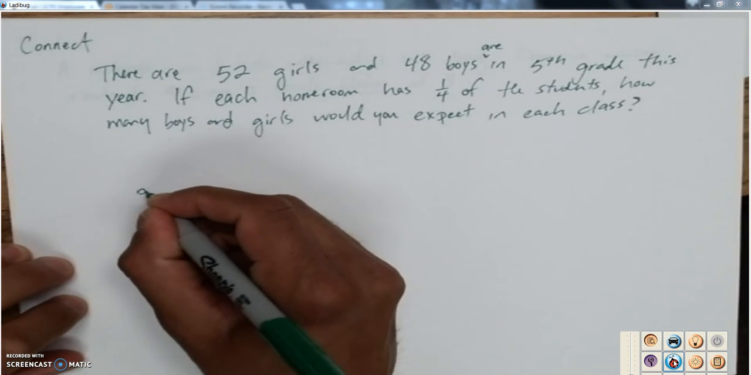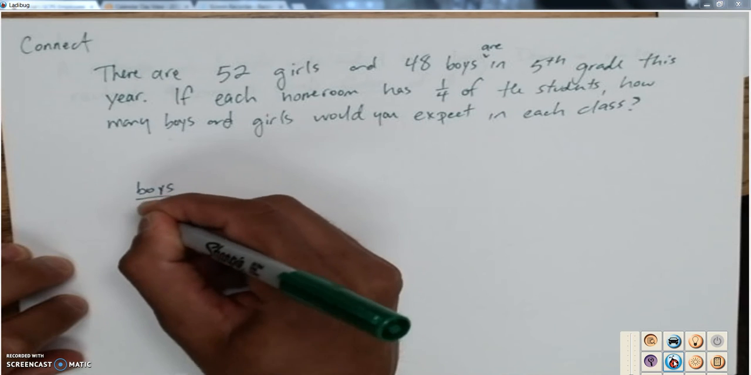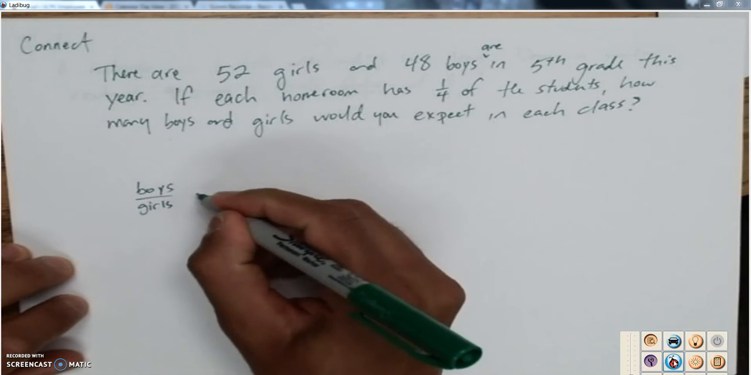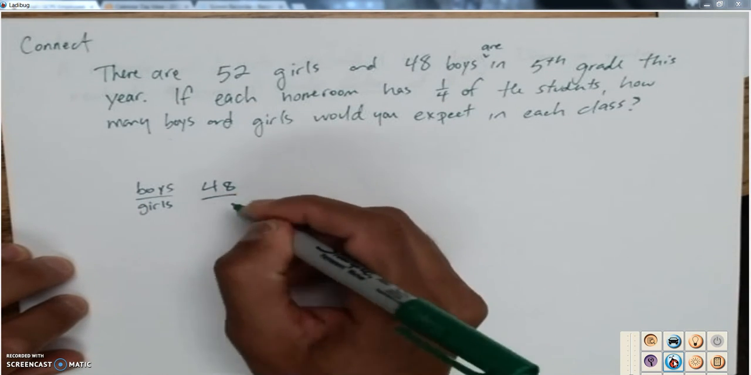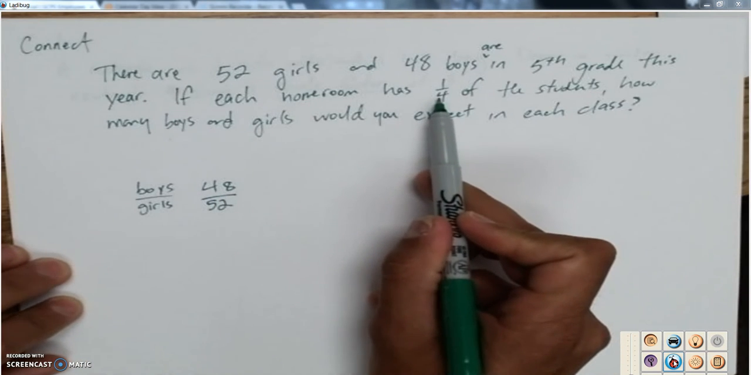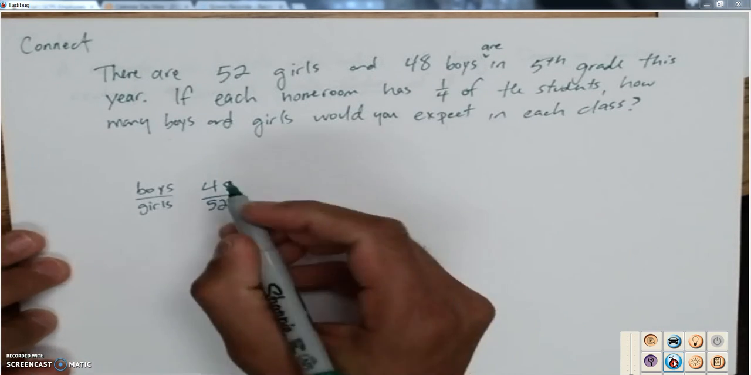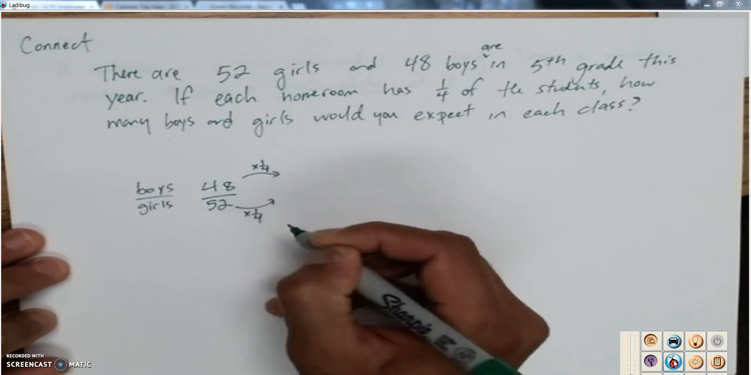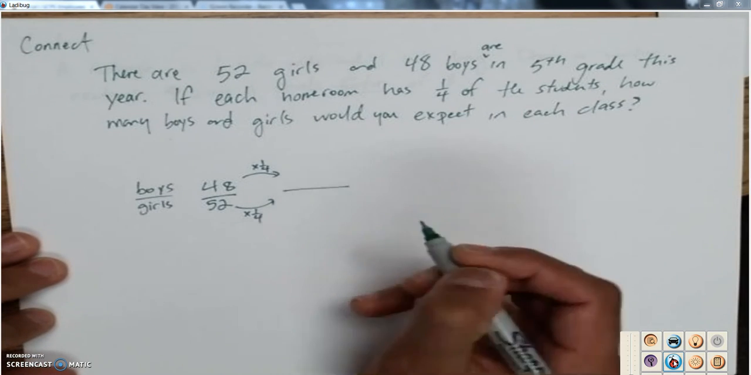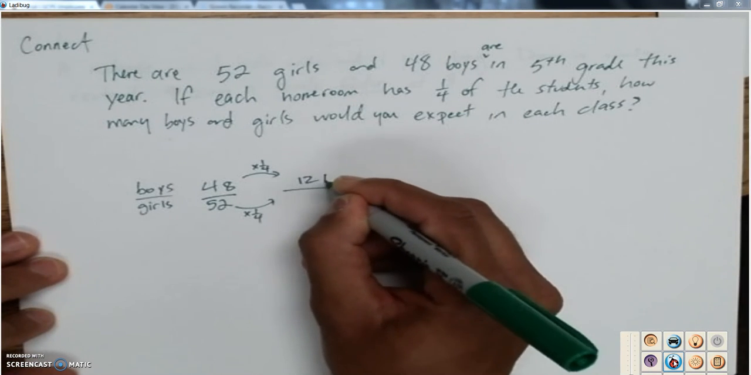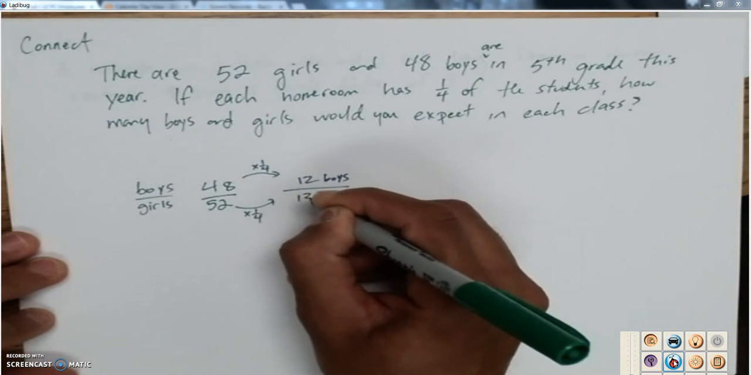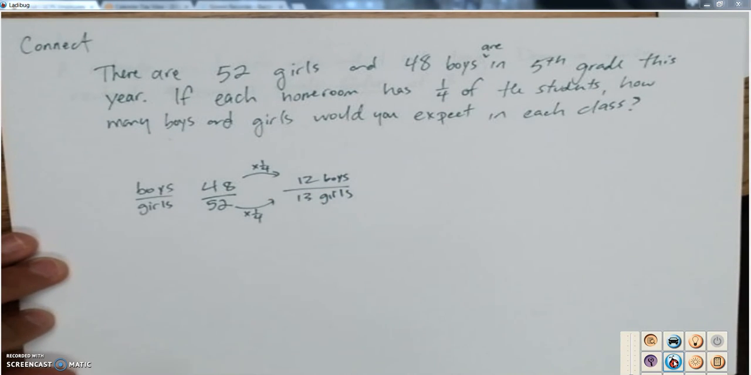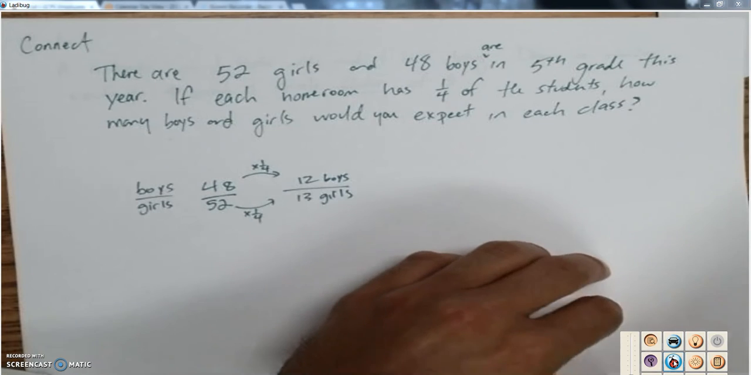If we would say the ratio of, say, boys to girls is 48 to 52, and if 1/4 are in each class, that's a ratio, a proportion, right? We would expect 1/4 of these and 1/4 of these to be in each class, and we would expect that to be 12 boys and 13 girls. And so we have solved ratios like that many times, or proportions like that many times, and we're going to solve a new kind of problem in a very similar way today.